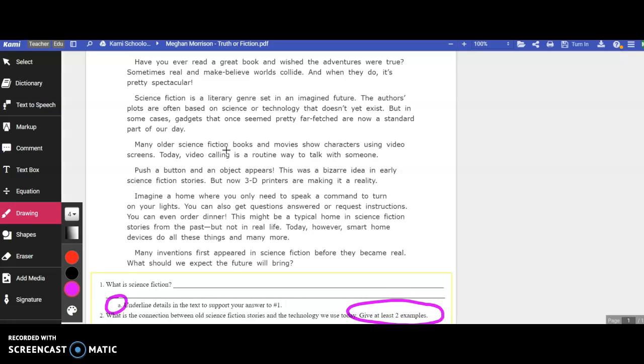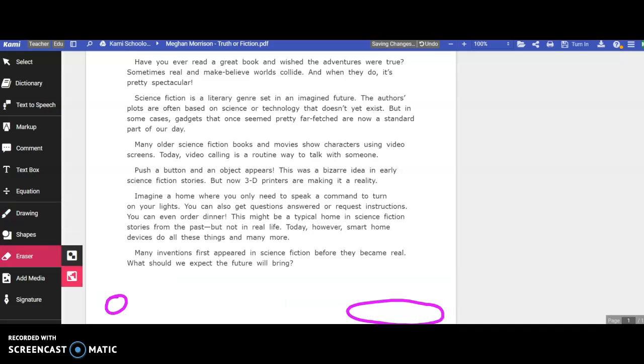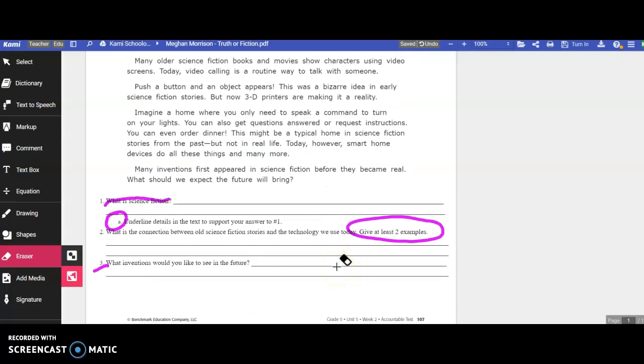So really do think, okay, how do I know, in this case, what science fiction is? What science fiction is, how do I know that from the text?